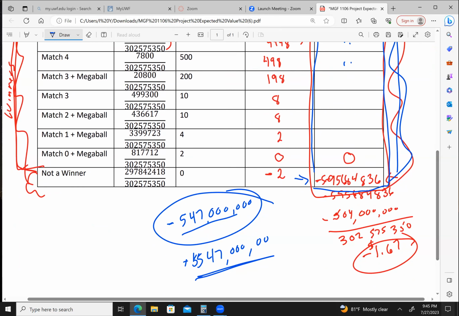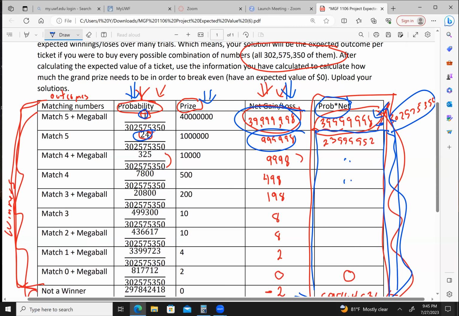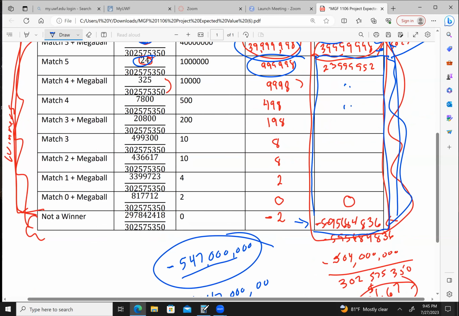Essentially, that is telling you that for every ticket you play, you're going to lose $1.67. Of course, the reality is, for every ticket you play, you're probably going to lose the $2, but that's another matter. Then you add everything but the top amount. Remember, it's multiplied by 1. That's why this works so easily. So you add everything but the top amount, and you'll get something along the lines of negative 547 million.